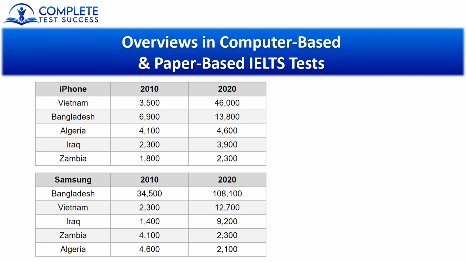Okay, so here we have 2 points in time, 2010 and 2020. So for each one, I'll just see which increased and decreased. So for example, we see Vietnam for iPhone went from 3,500 up to 46,000. So that is an increase. And again, if I'm in the paper-based test, I will just draw this arrow directly onto the question. So then the next one, Bangladesh, another increase. Algeria increased, Iraq, Zambia, Bangladesh for Samsung, Vietnam, Iraq, all increased. And then the last two, we see the only decreases. So that's what I would do in the paper-based test.